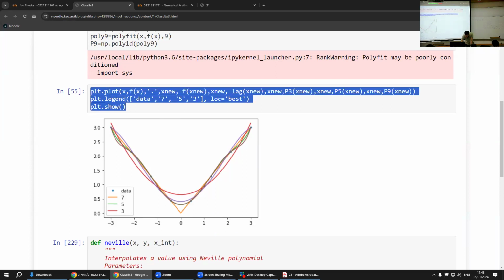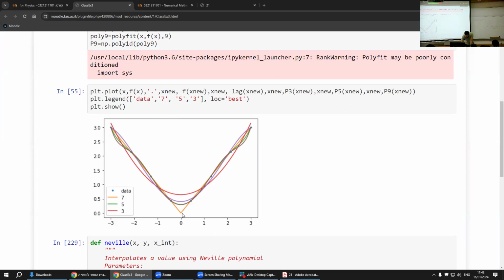I should correct the colors here because there are 6 functions and 4 colors. So the orange one is the real function, that's the absolute value, and the dots, of course, are the sampling points, and then you see the interpolating functions and the fitting functions. For example, the red one, what do you think about it? Is it an interpolating function or a fitting function? The red one, it's fitting because it doesn't pass through the points.